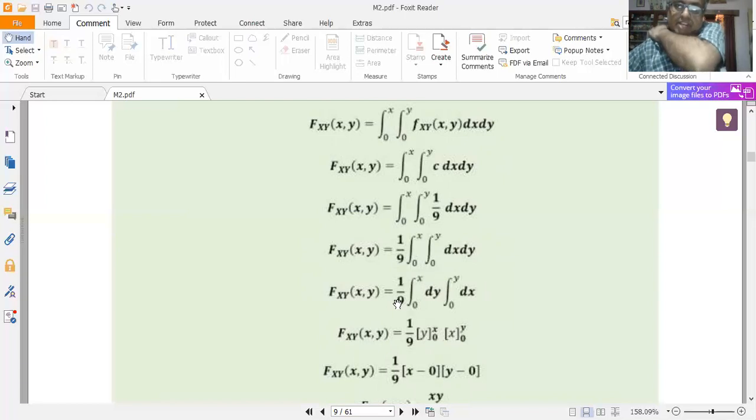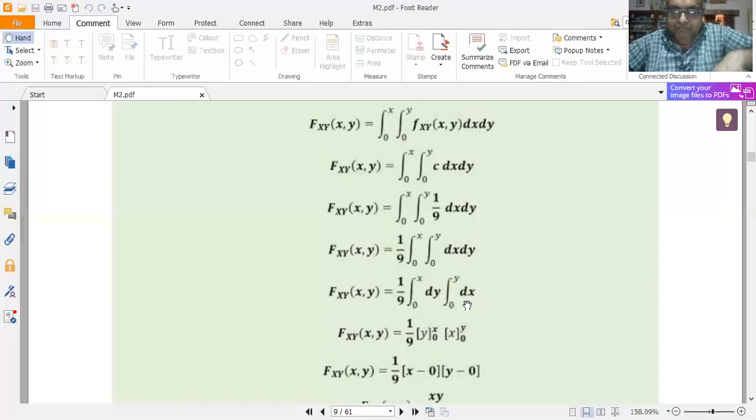So this can be written as the product of two one-dimensional integrals. So 1 by 9 into integral 0 to x dy, integral 0 to y dx.